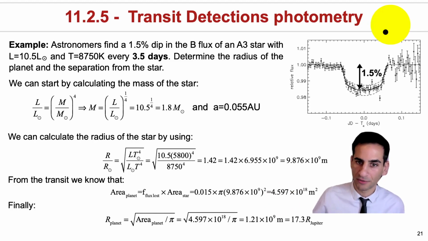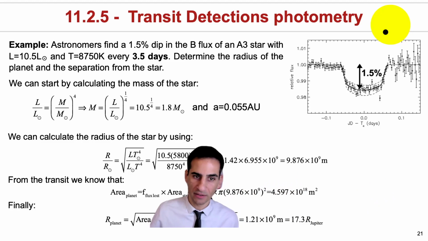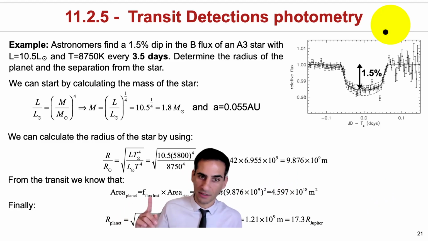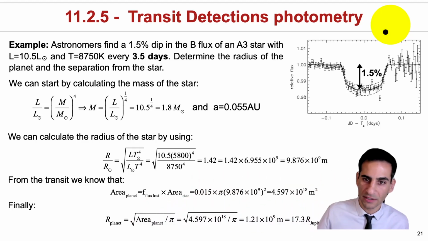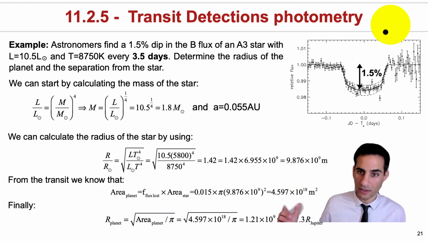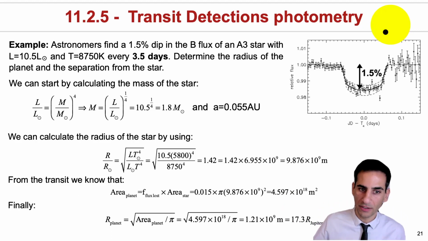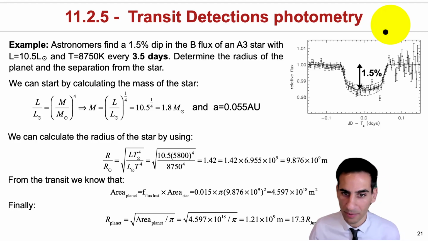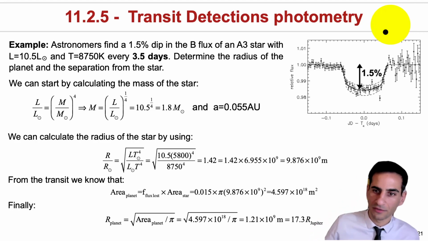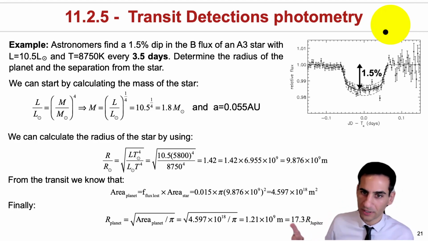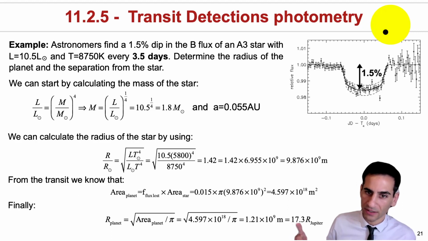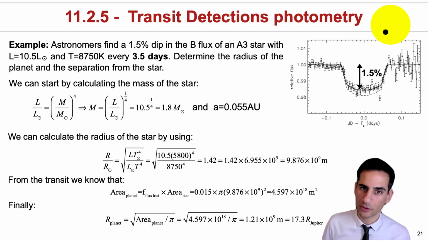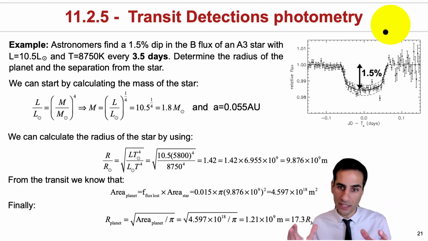Given the fraction of flux lost, we can calculate that the area of the planet is essentially the fraction of the flux lost times the area of the star. This gives you this value. And finally, you can calculate the radius of the planet by getting the square root of the area of the planet divided by pi. And ultimately, if you divide by the radius of Jupiter, you find that this planet has a radius that's 17.3 times the radius of Jupiter. And therefore, it is a really, really big planet.